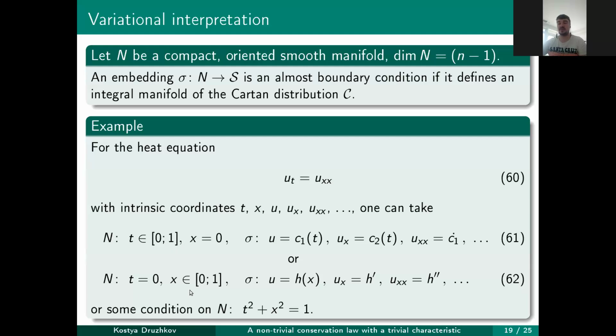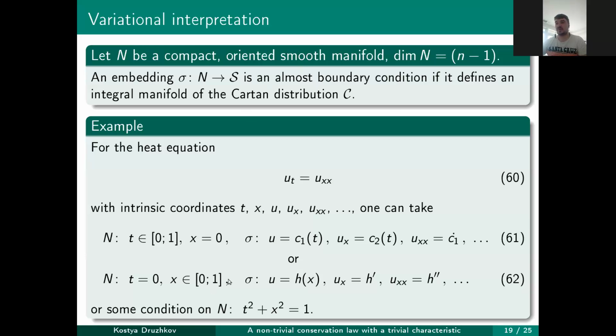Or we can take a similar picture. We can consider this segment x from 0 to 1, the initial time moment, and then it becomes something like an initial condition, but of course it's not literally an initial condition because we consider x restricted from 0 to 1 on the segment, not on the real line or something like that. So it's an almost initial condition, but it can be considered an almost boundary condition. And then an almost boundary condition itself is given by an arbitrary function h of x. u is h of x, u_x is h prime, and so on. So it's very simple, right?